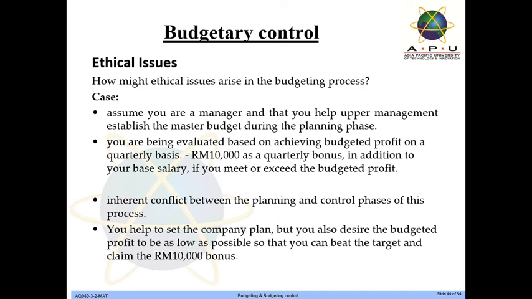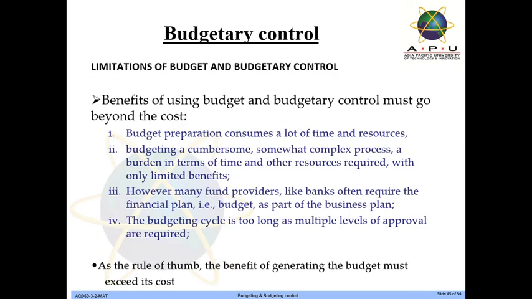So there will be a conflict: for your self-interest you want to get that 10,000 bonus, or you want to make sure that the planning and control is smooth. You have to set the company plan, but you also desire the budgeted profit to be as low as possible, so you can beat the target and claim the 10,000 bonus. So that is the ethical issue that can arise when we do budgeting.